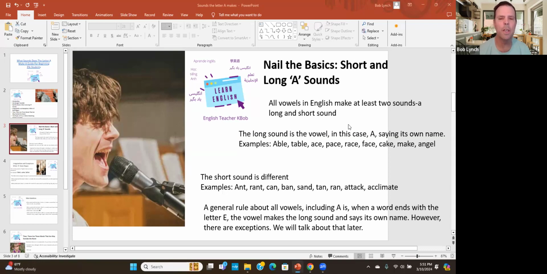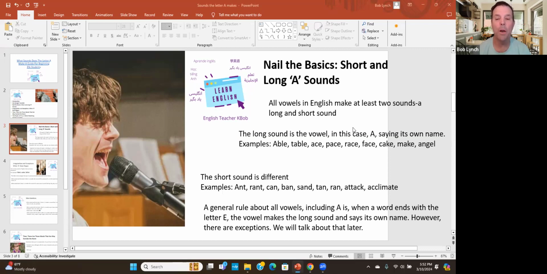The short sound is a little different. For instance, it says ah. The sound is ah, as in ant and rant and can and ban and sand and tan and ran. Attack, there's two of them in that word. And acclimate.